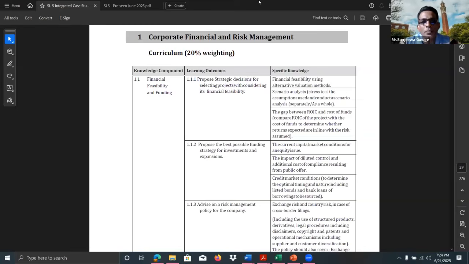Because when we are evaluating, not only evaluating a project, for example, in order to calculate the price of a financial instrument, the price of a share or the price of a bond, we have to use discount rate. Discount rate represents what? From the investor's point of view, it is the required rate of return, right? So that's correct, required rate of return.